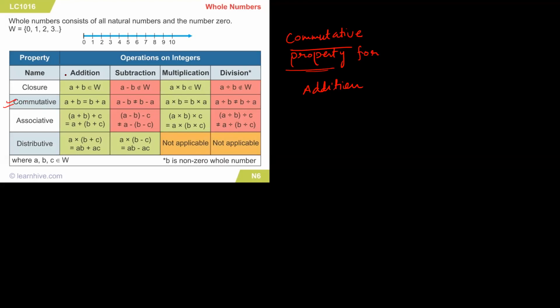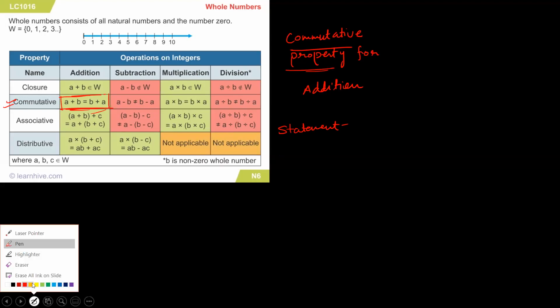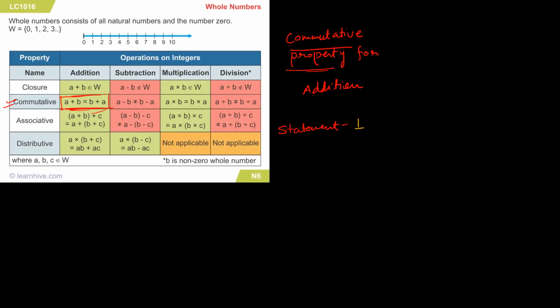Okay, now commutative property for addition. Addition says that a plus b is equal to b plus a. First of all, let me write the statement of this property. Statement of this property says that if a and b are two whole numbers, then a plus b का जो sum होगा वही b plus a का sum होगा, means a plus b is equal to b plus a.